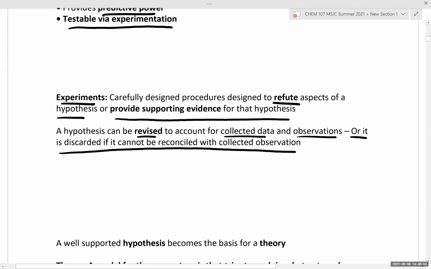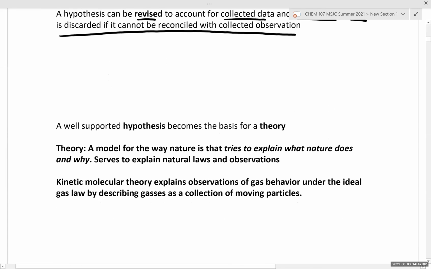Now, if a hypothesis has been tested and challenged extensively with experiments, and there's a large amount of supporting evidence for that hypothesis, a well-supported hypothesis becomes the basis for what's known as a theory. A theory, quite simply, is a model for the way that nature is that tries to explain what nature does and why. A theory serves to explain natural laws and observations.